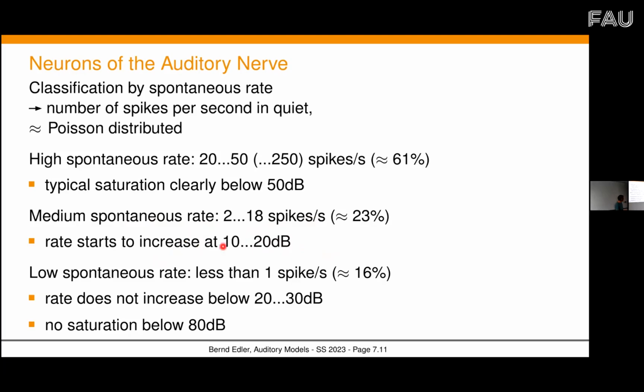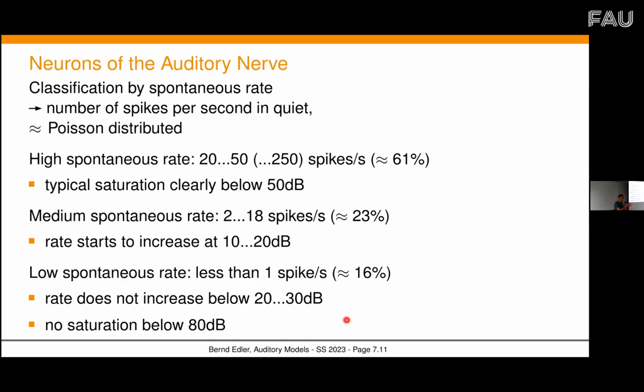But then they don't go to saturation as early as the first class. And then the third of those classes are the low spontaneous rate. They have less than 1 spike per second. And we have about 16% of those neurons. And there the firing rate only increases at levels above 20 or 30 dB.